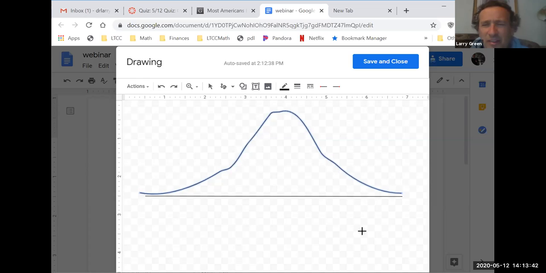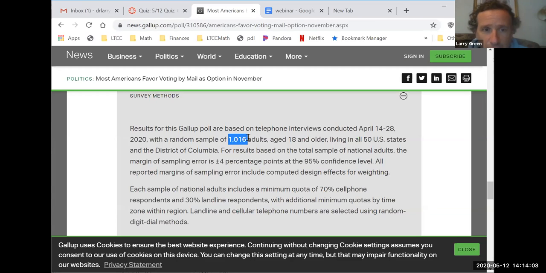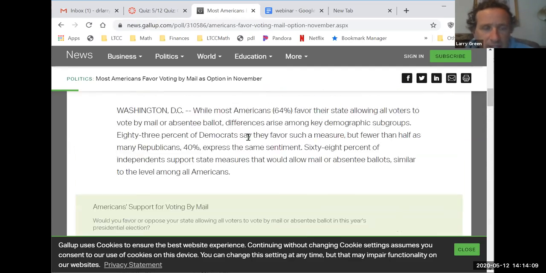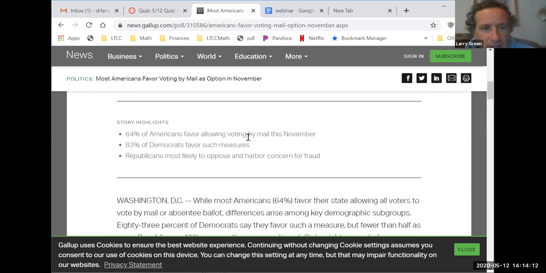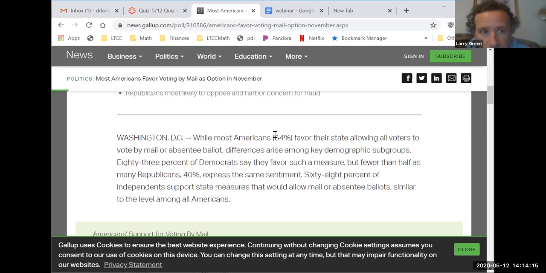First thing is, do you think there's a normal distribution for the example I just showed you, the news example? Do you think it's approximately normal? What do y'all think? If you're not sure, let's go over and look at that example again. So we had a little over 1,000 adults. Is that clear? That was the sample size at the end. Then favor the states allowing mail-in ballot. So is the sample size large enough to show you have a normal distribution?